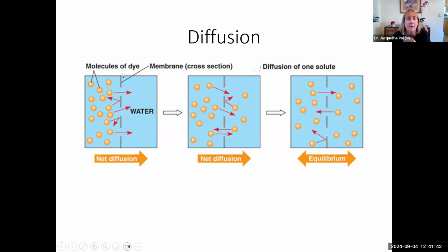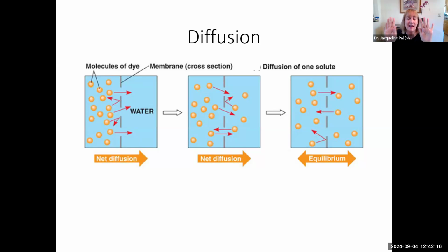So here is an example of a selectively permeable membrane. And we have molecules, in this case, labeled molecules of dye on one side, and the other side just has water. And so what is happening is the dye is moving from the side of very high concentration to the side where there wasn't much dye. And they are going to keep on moving until the concentration is even between the two sides. And it's going to reach equilibrium.